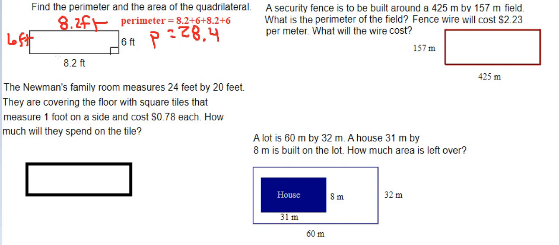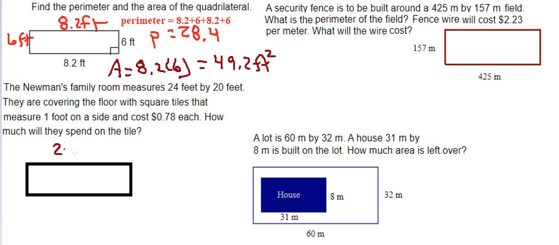The area, thankfully, is almost as easy for a rectangle. That's just going to be length times width, so the area is going to be 8.2 times 6, and that's going to equal 49.2 squared, and we say squared feet. The exponent is 2 because we have 2 dimensions we're looking at, up and down, left and right. If it was volume, which we're not doing today, it would be 3 dimensions, so we would have it to the third power.